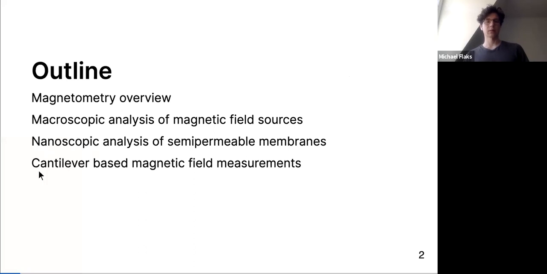And lastly, I will present the results of my theoretical work and experimental work in the IFABA Dresden, where I was a part of a team that worked on the cantilever-based magnetometry.